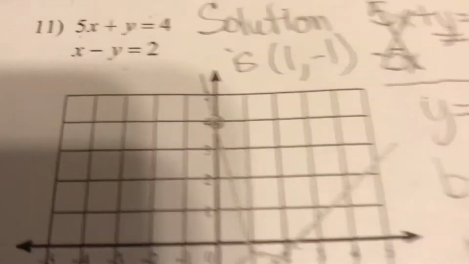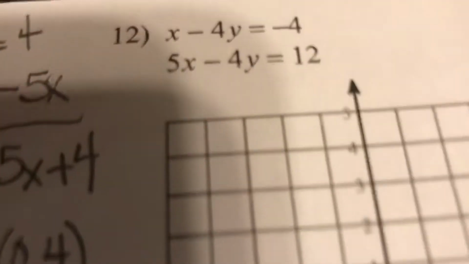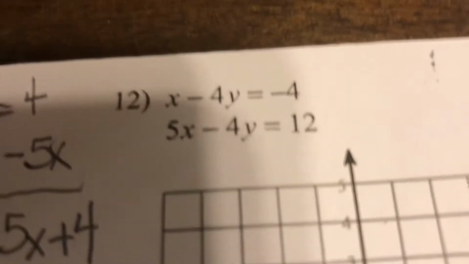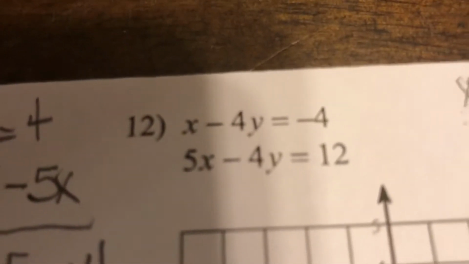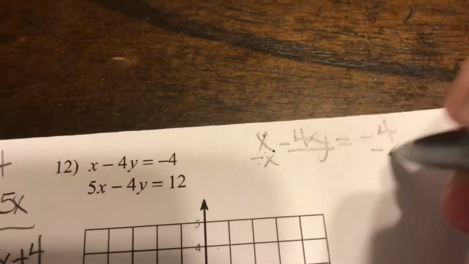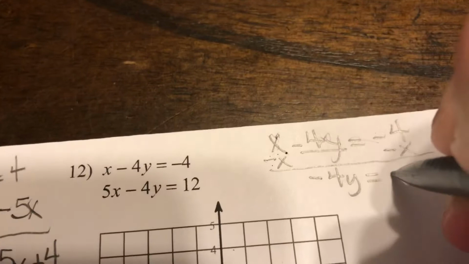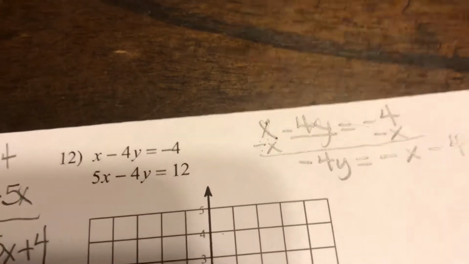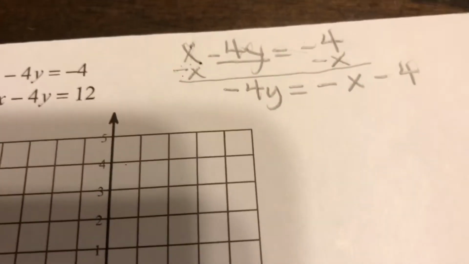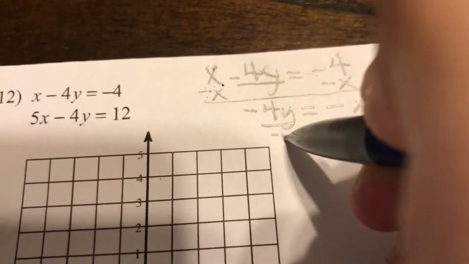Okay? So let's go to number 12. And number 12, or the next one, I have x minus 4y is equal to -4. So I know I want to keep this right here. So I'm going to move that x. So I'm going to subtract x from both sides. And I am going to get -4y is equal to -x minus 4. And I need to get the y by itself, so I'm going to divide everything by -4.